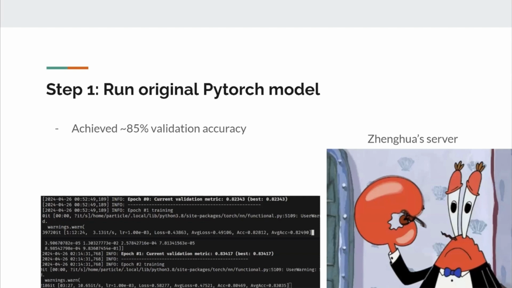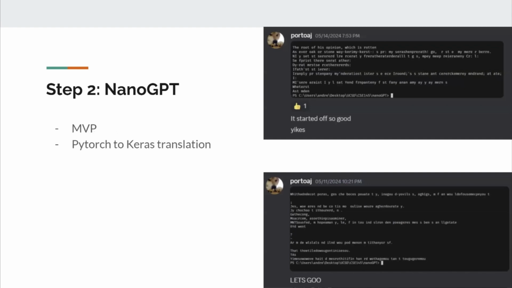We were able to achieve around 85% validation accuracy, which is what they had in the paper. So we're really happy with that. The one casualty was our TA Zhenghua's server, whose storage we maxed out. So he was a little sad about that.